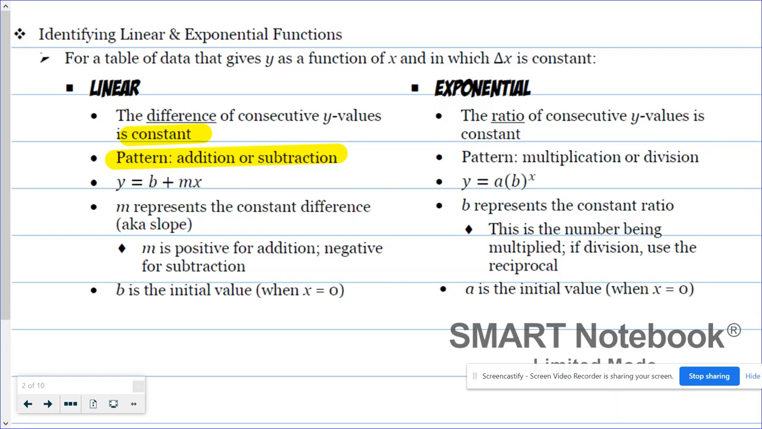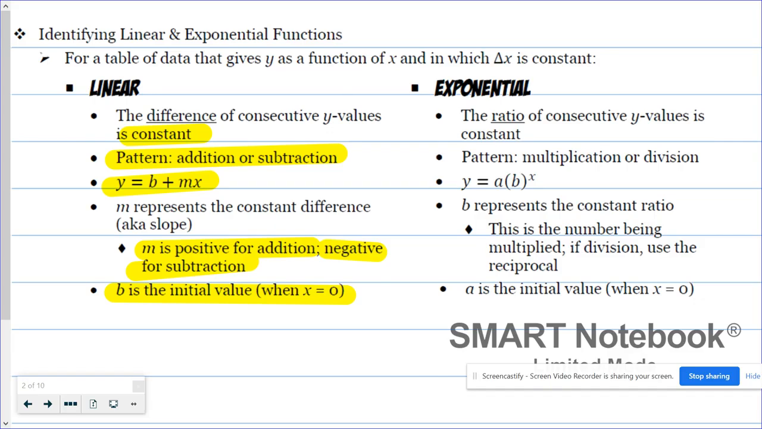The value of m in the linear function formula, y equals b plus mx, represents that number that you're adding or subtracting. M is positive for addition, it's negative for subtraction. And b is the initial value of the function. That's the value when x is 0.